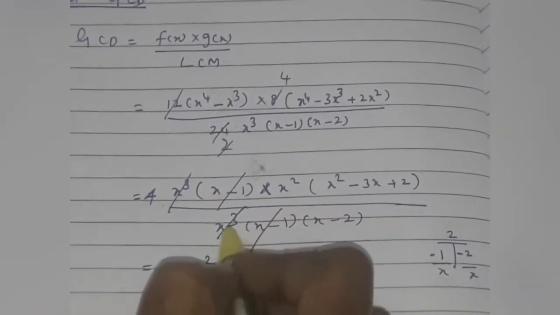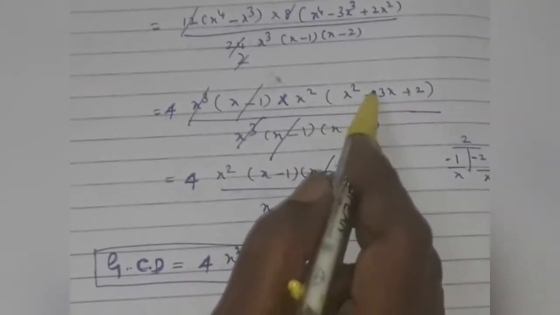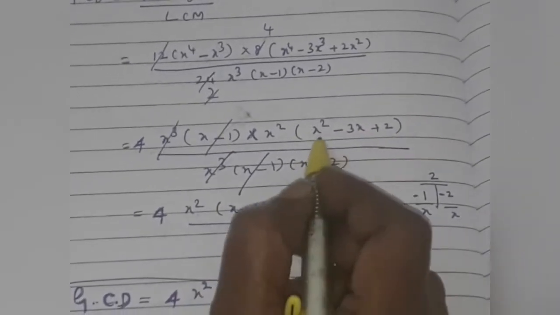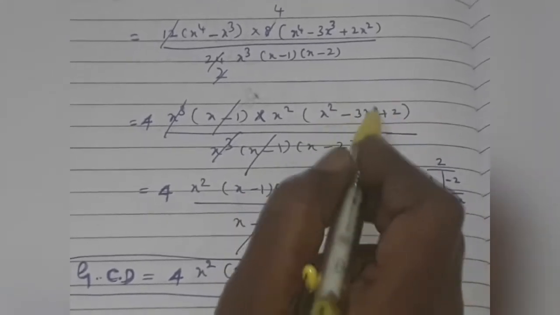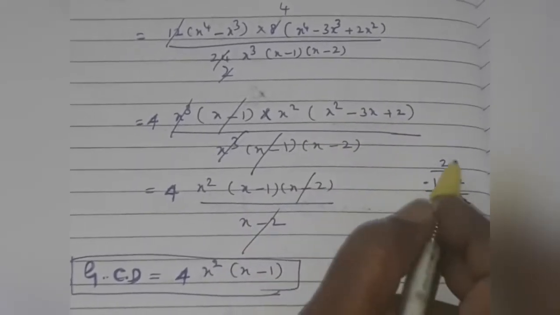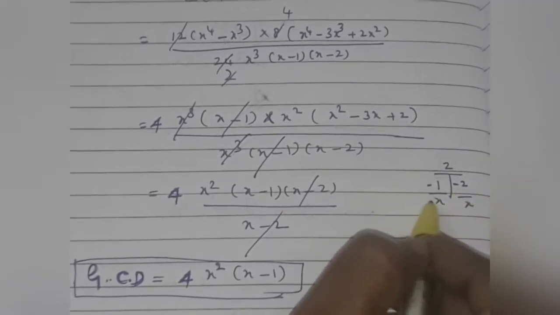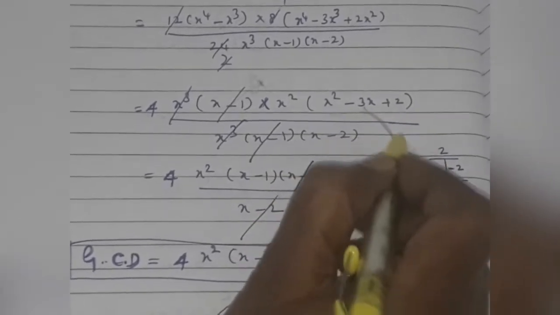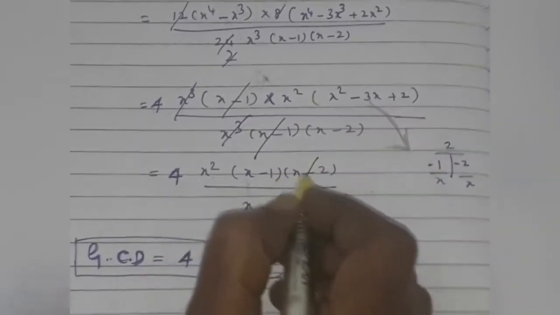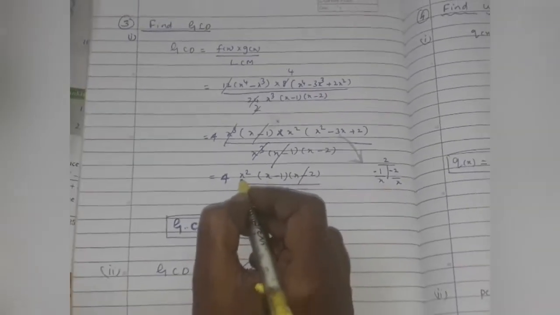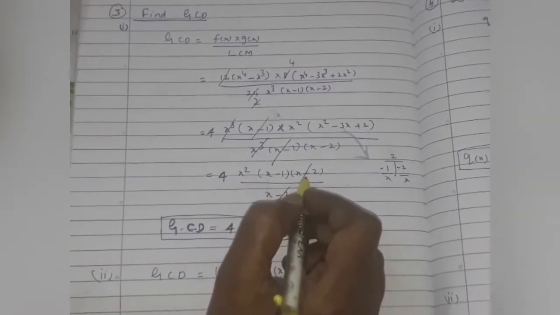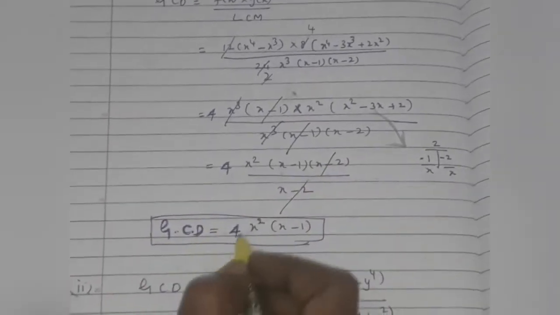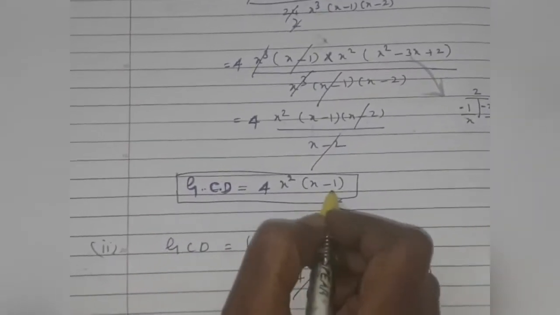Now this x cube and x cube can be cancelled, and x minus 1 and x minus 1. So what is the remaining thing? 4 into x square into x square minus 3x plus 2, by x minus 2. Now this quadratic polynomial can be factorized like this: minus 1 into minus 2, so you are getting x minus 1 into x minus 2, okay. So x minus 2 gets cancelled, so the answer is 4x square into x minus 1, okay.